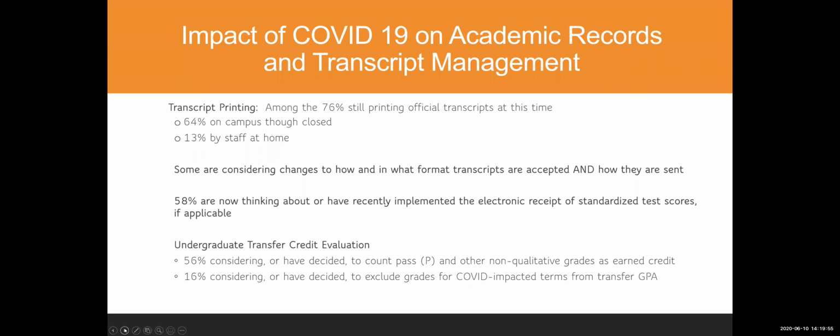This is probably put into the forefront for some colleges. Hey, we really need to look at some electronic solutions for test scores and transcripts, both inbound and outbound with our major partners. They were also considering changes to transcript credit evaluation. How do you count the pass-fail and other non-qualitative grades that people are changing this term? And what if those changes continue for the next term? And do we note any difference on the transcript?